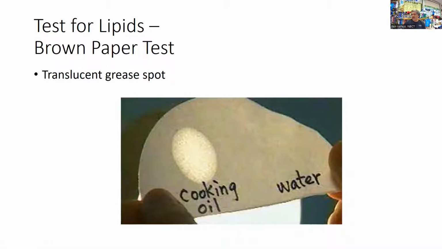For lipids, instead of doing a chemical test, we're going to put it on a piece of brown paper. And if you get a translucent grease spot after the liquids dry off, that is an indication of the presence of a lipid.